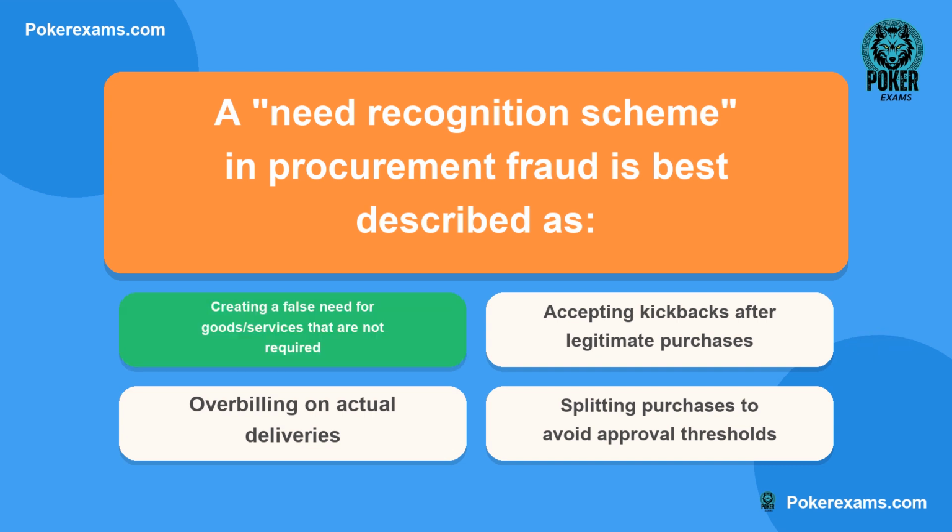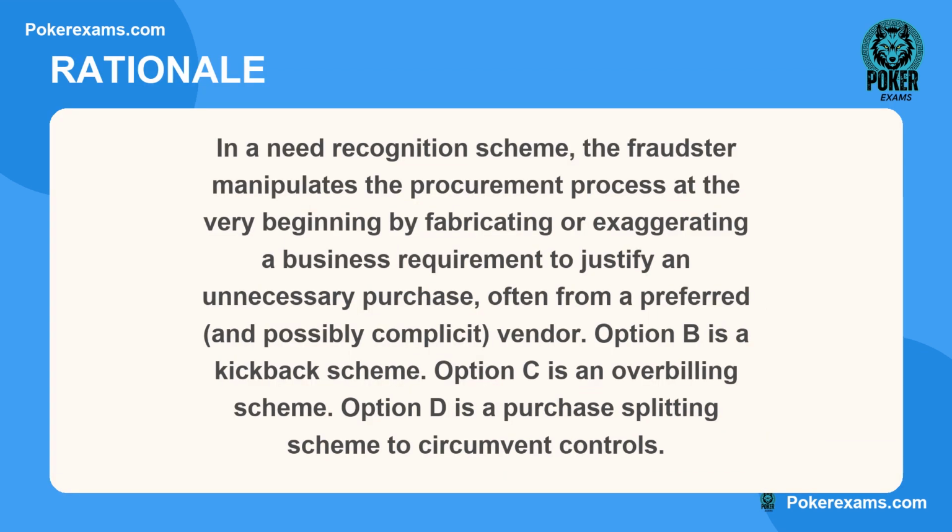The correct answer is A. Here is why. In a need recognition scheme, the fraudster manipulates the procurement process at the very beginning by fabricating or exaggerating a business requirement to justify an unnecessary purchase, often from a preferred and possibly complicit vendor. Option B is a kickback scheme. Option C is an overbilling scheme. Option D is a purchase splitting scheme to circumvent controls.